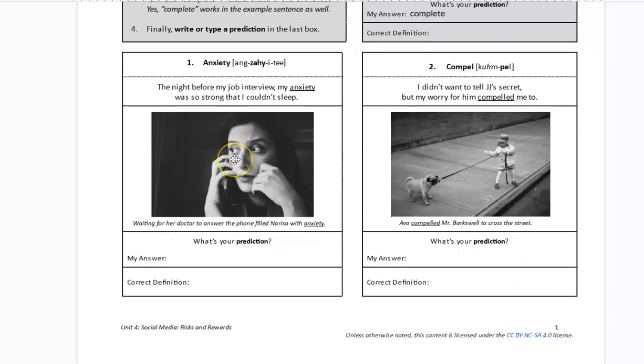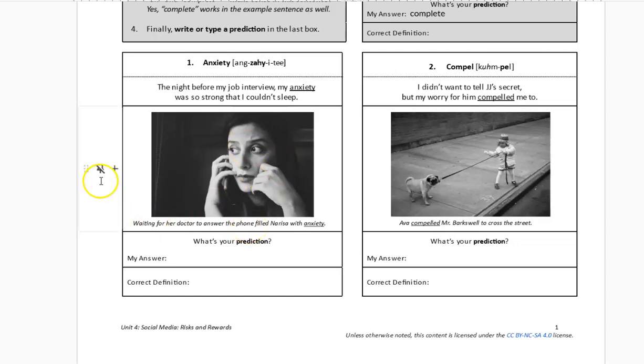We're going to take a look at number 1 together. I'm actually going to do this one for you. So after you get done watching the video, all you will have to do is plug in for number 1 what we are talking about together. Now, number 1, our vocabulary word is anxiety. And like the directions said, we need to start by looking at the picture and the caption.